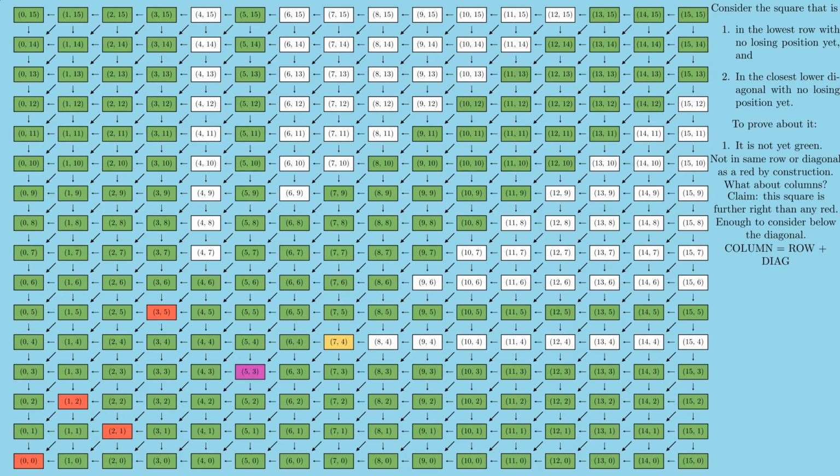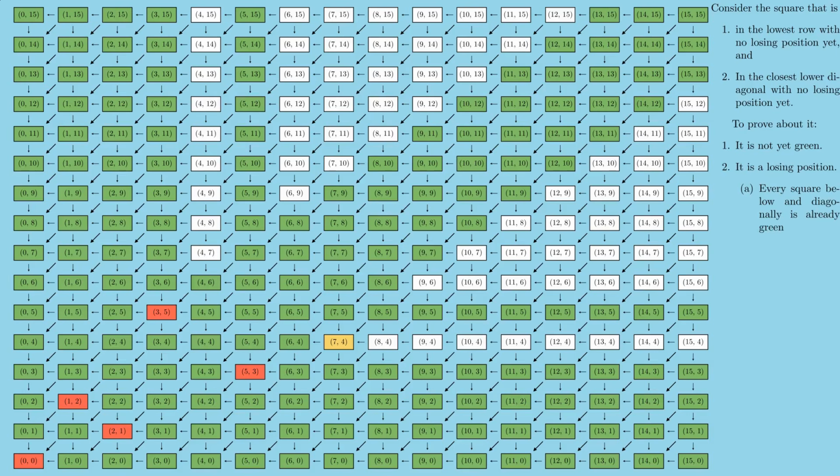By way of explanation, we notice that crawling up the diagonal increments the row and column without changing the diagonal, and crawling down the row increments the diagonal and column without changing the row. Now the square we are considering is a higher row than every previous losing position, and it's on a further out diagonal than every previous losing position. So it must be a further right column than every previous losing position too. Great, so we know it isn't yet green. The other piece to it being a losing position is that every square it can reach is green. Considering its column and diagonal, that's easy.